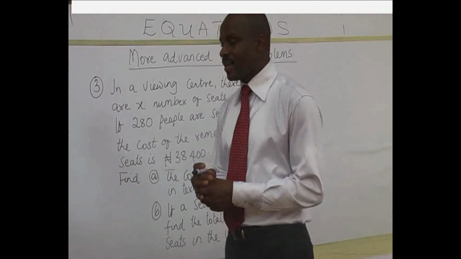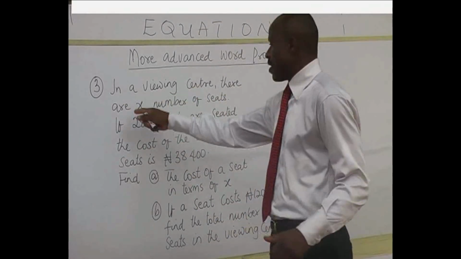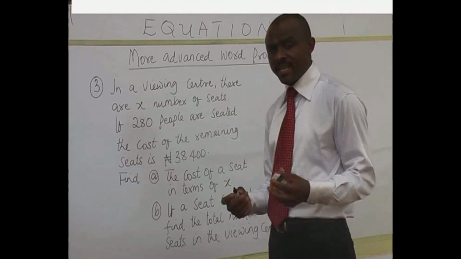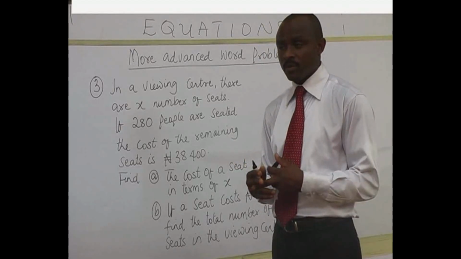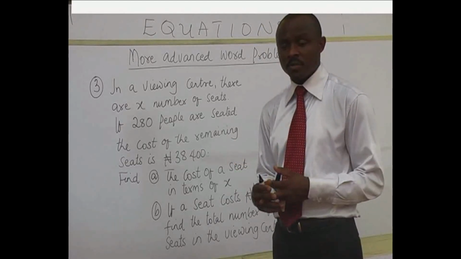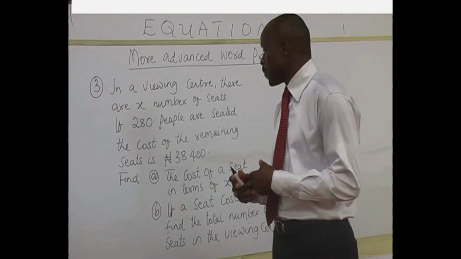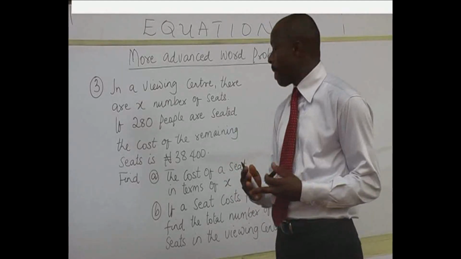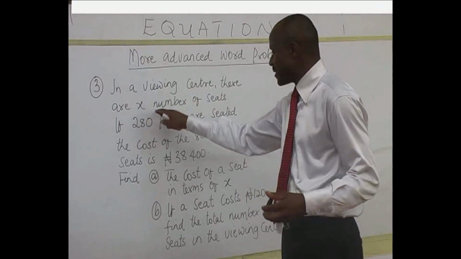Question number 3 says this. In a viewing center, there are X number of seats. You know what a viewing center is. Those places they stay to watch films. Some people stay there to watch football. Some stay there to watch wrestling, and so on. And when they sit to watch, they pay. Okay? So in a viewing center, there are X number of seats.